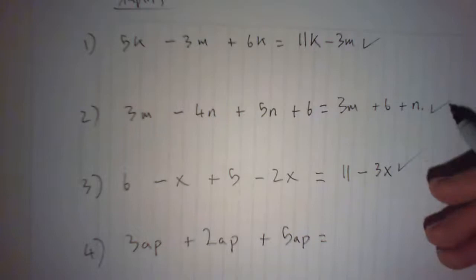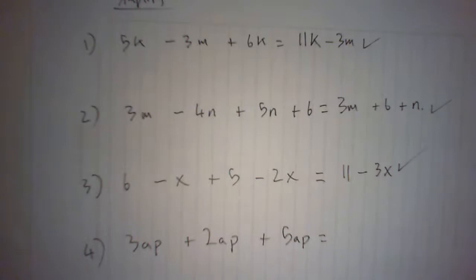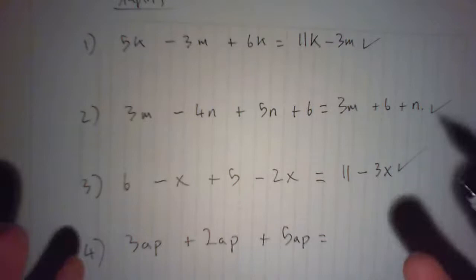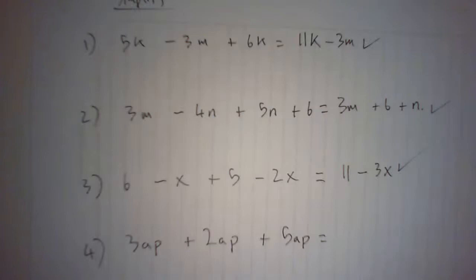Now, the last one. This looks different. Okay, let's think about this one for a second then. Let's use our rules. First of all, is it multiplication? No. Okay, there's no brackets or anything there to kind of worry about. So it must be add and subtract, which means I need to look for like terms. So remember, the rule with like terms is, do they sound the same?